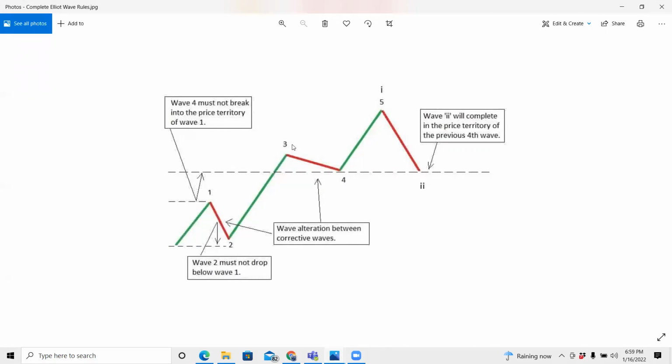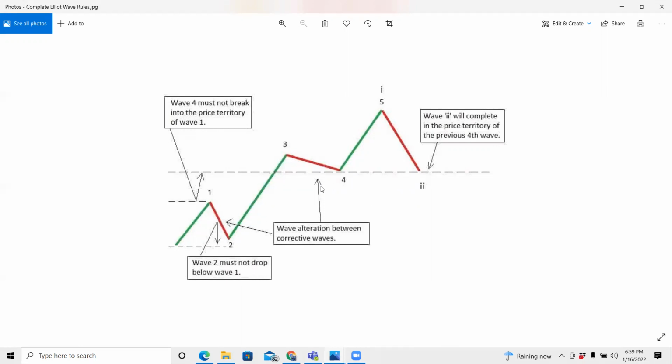The third wave, or the second impulse move, number 3, happens to be normally the longest. It's not always the longest move, but it happens to be a lot of times the longest move. After that, we have a correction. So 3 to 4 is our next correction. Note the next rule. Wave 4 must not break into the prior territory of wave 1. So this is wave 1. This is 4. It cannot come below this line over here to make this an Elliott wave.